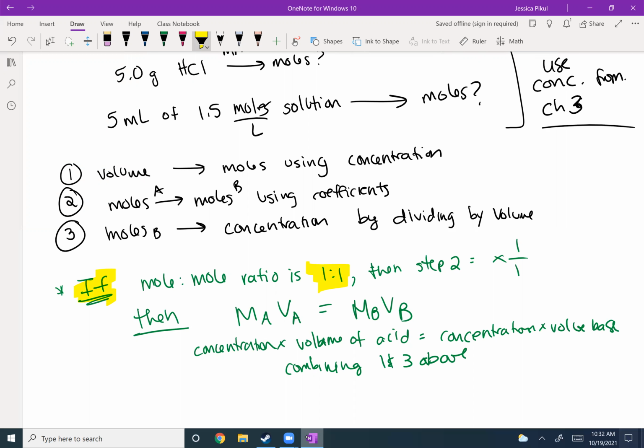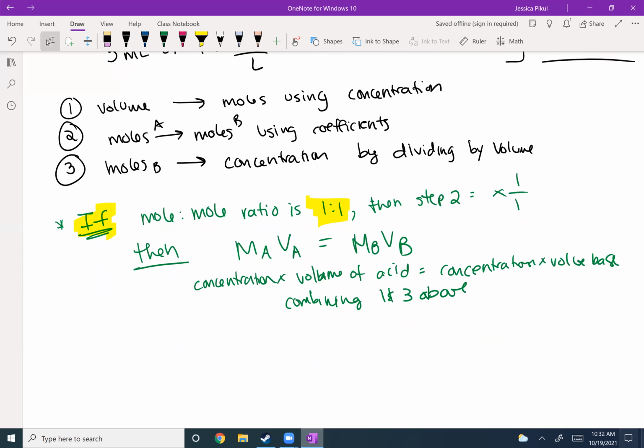So, big warning. A lot of us learn that as a quick method of doing titration problems, but then it becomes a problem later on. All right, I will pause there and see if there are any questions.